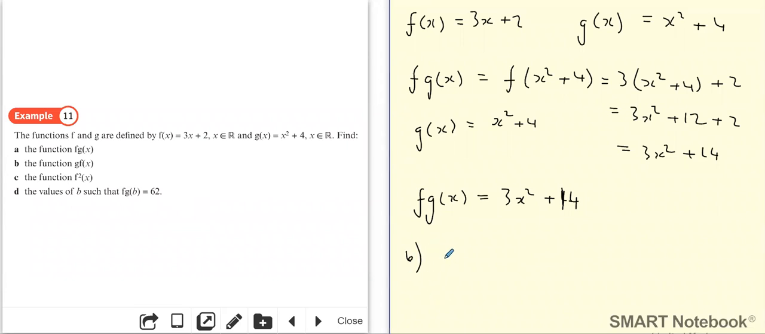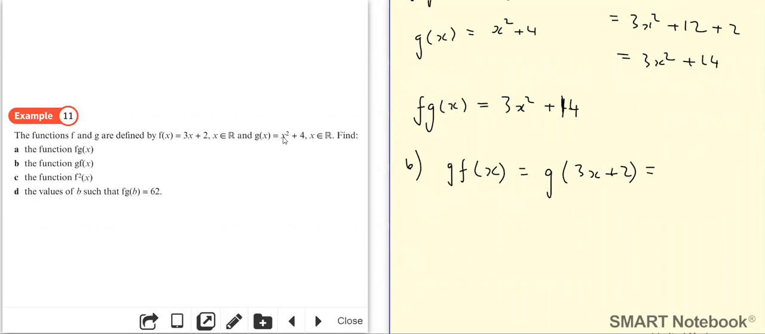So gf of x now is what we're working out. It's the same as saying g of 3x plus 2. And if your input is x, you're squaring that and adding 4. If your input is 3x plus 2, you're going to square that and add 4. So you should have had that as your answer. Now, you can expand and simplify. It doesn't say it wants it in a particular form, so you don't need to do any more than that. I'm going to do that anyway.